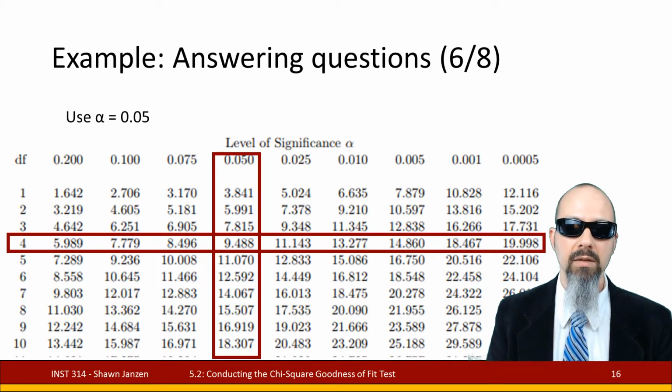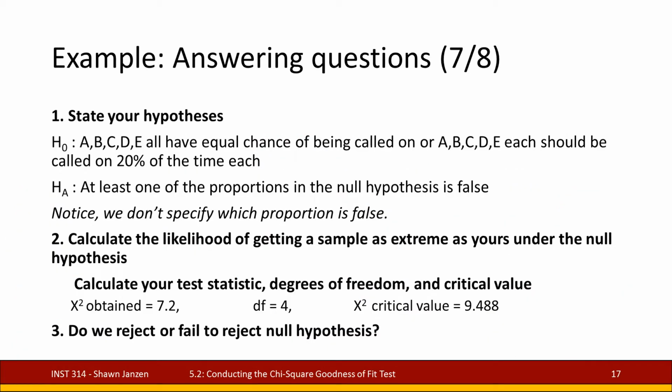9.488. Let's go back to the hypotheses and work our way through it. Now, the null said that there's not going to be any differences between them. So we would assume that students A, B, C, D, and E have an equal chance of being called upon, and that is about 20% each, or 1 out of 5. The alternative says that at least one of these proportions is wrong. One of these is false, and therefore the distribution is not what we would expect to find of them all being equal. Note when we're talking about these in the chi-squares, we never say which proportion is false of all the students A through E. We just know that at least one of them is not 1 out of 5 or 20%.